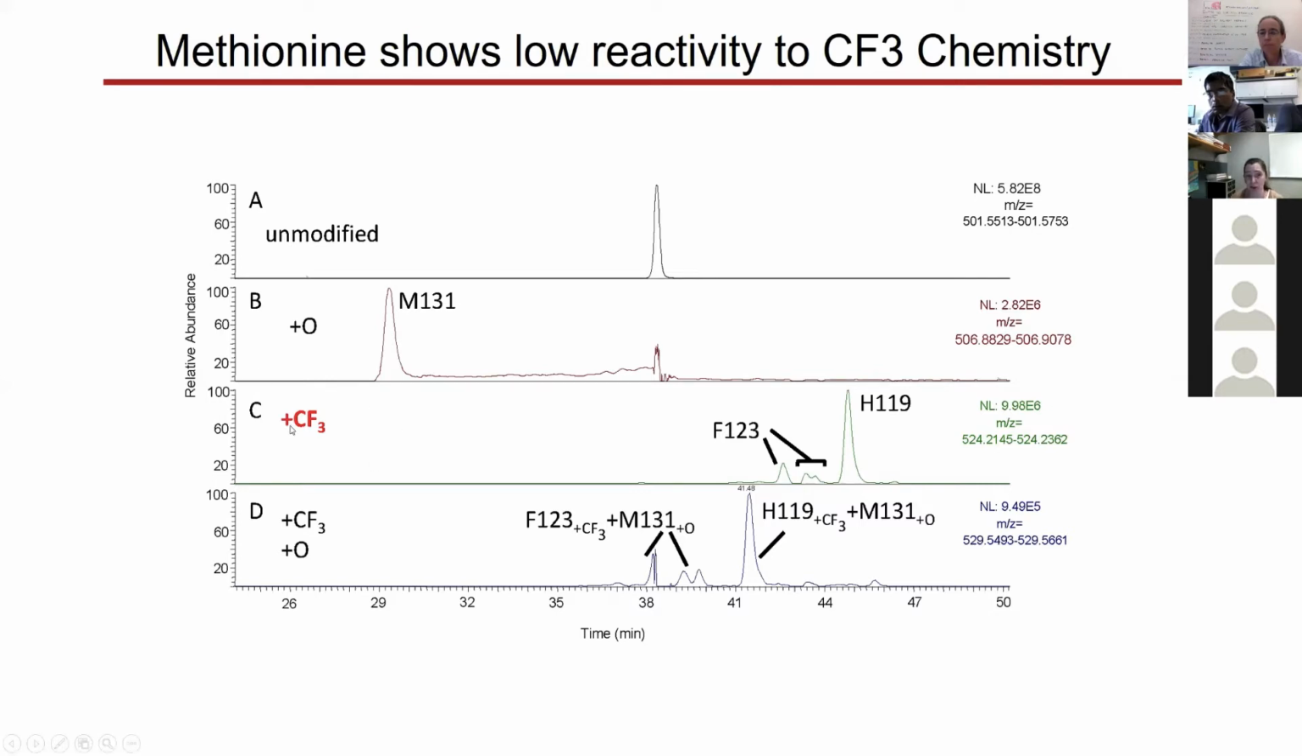So when we extract the CF3 +68 product, we see a nice clean spectra of various modifications. And also now you can extract for a mix one, and you nicely separate the peaks, you can quantify them and you can have information from them.